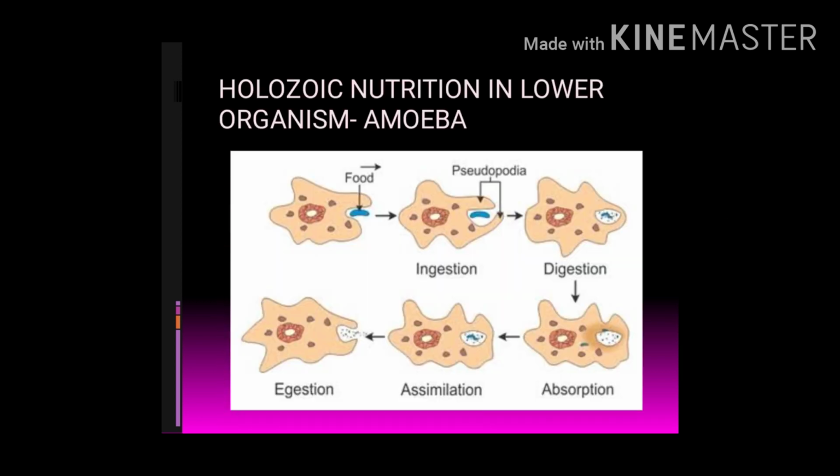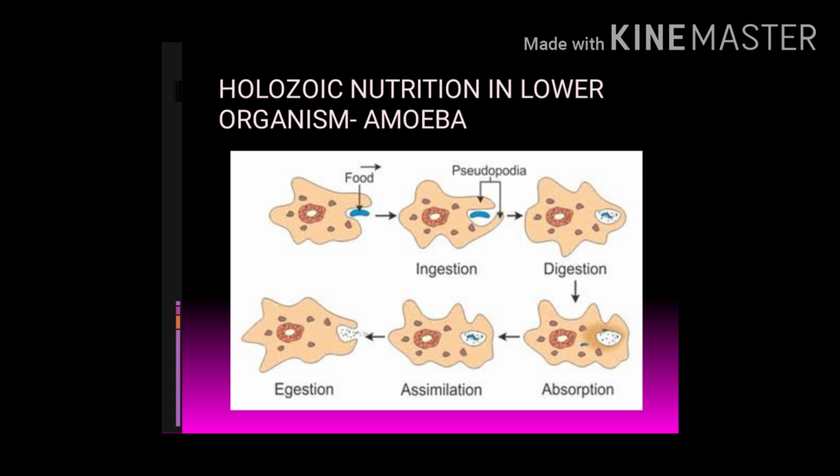Now we can go on to study holozoic nutrition in lower organisms. Example, amoeba. Amoeba is a unicellular organism. In this diagram you can see the first step, ingestion. You can see that amoeba pushes out pseudopodia to encircle the food, and it then engulfs the food, forming a food vacuole. This process is known as phagocytosis. Pseudopodia are also known as false feet.